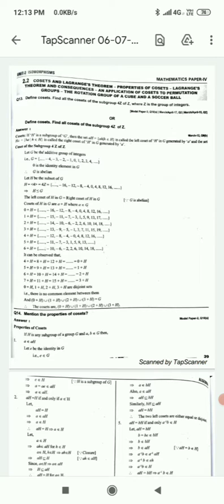Simply these two are called cosets. Small a is on the left side, it is called the left coset. Small a is on the right side, that is the right coset. These both cosets are called simply cosets.